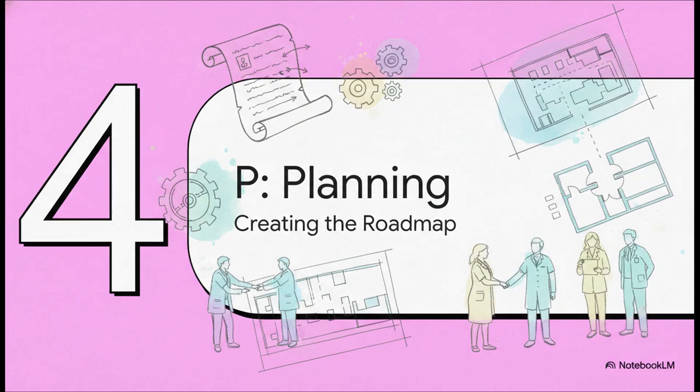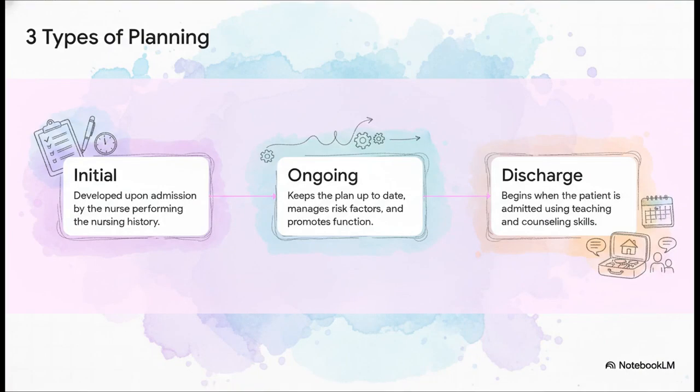Okay, so we figured out the problems, we've put them in order of importance, now it's time for P, which is planning. This is where we shift from analyzing the past to creating a strategy for the future. We're essentially drawing a customized roadmap for this specific patient's care. Okay, lean in for this one, guys, because this is a super high-yield topic for your exams. There are 3 types of planning you have to know.